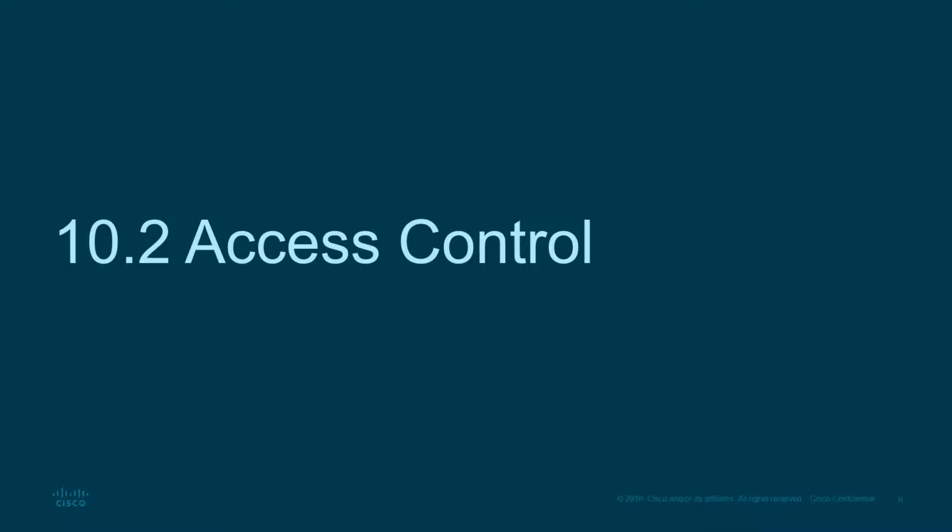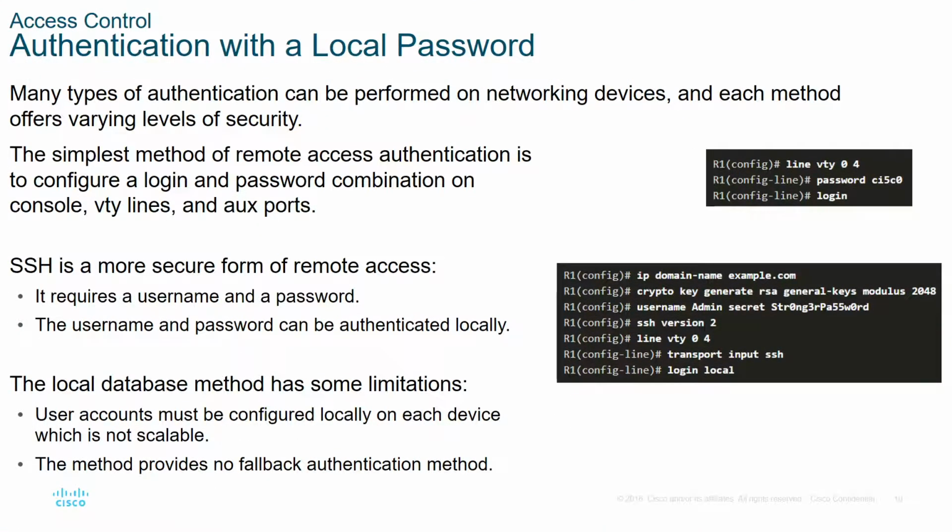Access control. Authentication with a local password. Many types of authentication can be performed on networking devices, and each method offers varying levels of security. The simplest method of remote access authentication is to configure a login and password combination on console, VTY lines, and auxiliary ports. SSH is a more secure form of remote access. It requires a username and a password.